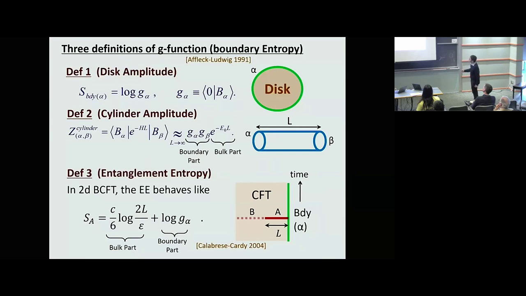But also, interestingly, this quantity appears in entanglement entropy, as first found by Calabrese and Cardy. So we consider, for example, the left half plane, or the right half, both are fine, and we take a subsystem A that starts at some point and ends on the boundary, and the other part we call B.